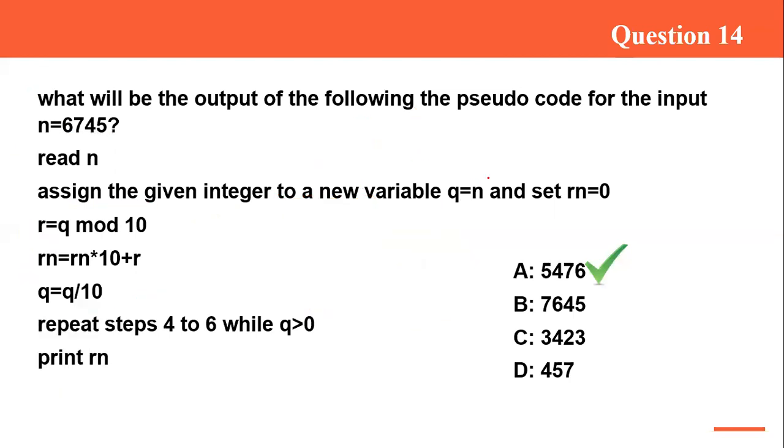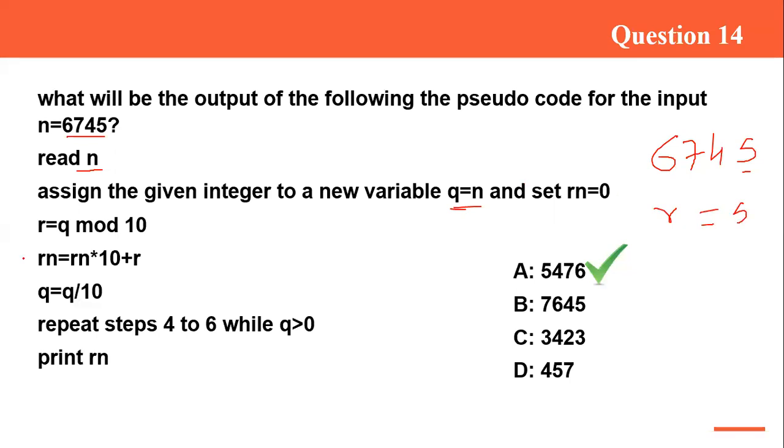So see here, dear, we have n as 6745. That 6745, we are reading it and storing it in Q. So Q value will be 6745. Then after that, we are writing R equal to Q mod 10. What is 6745 mod 10? If you do mod 10 for a given number, we'll get the last digit as the remainder. So the last digit is 5. That means R value will be 5.